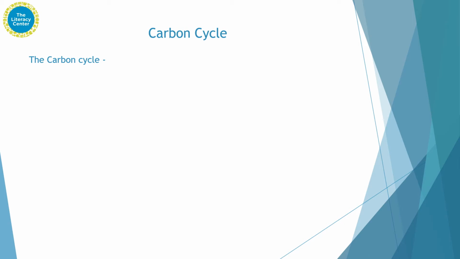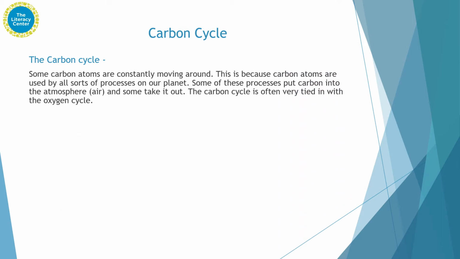So what do we understand by the carbon cycle? Some carbon atoms are constantly moving around. This is because carbon atoms are used by all sorts of processes on our planet. Some of these processes put carbon into the atmosphere, or air, and some take it out. The carbon cycle is often very tied in with the oxygen cycle. So let's see the different steps during the carbon cycle.